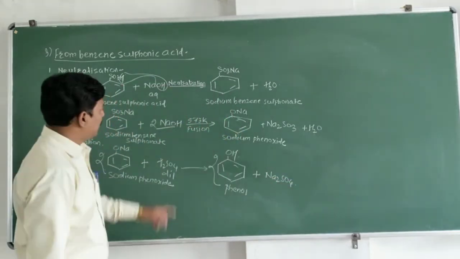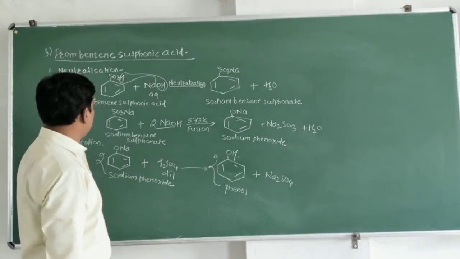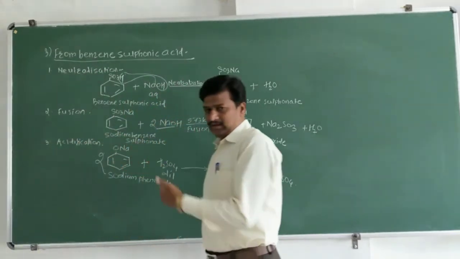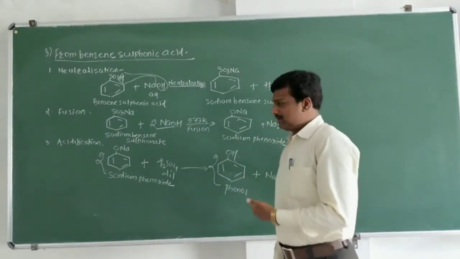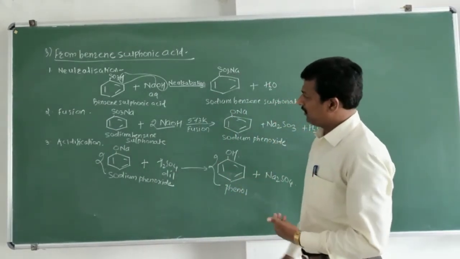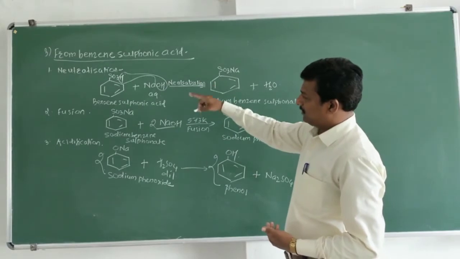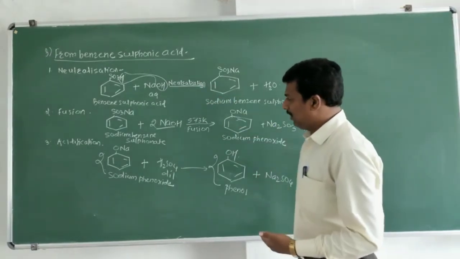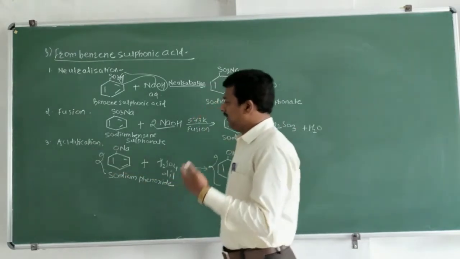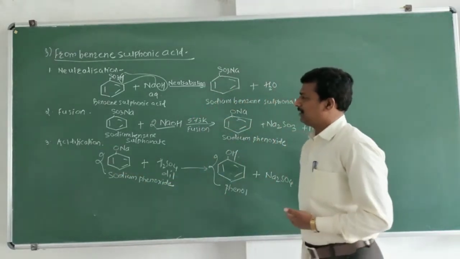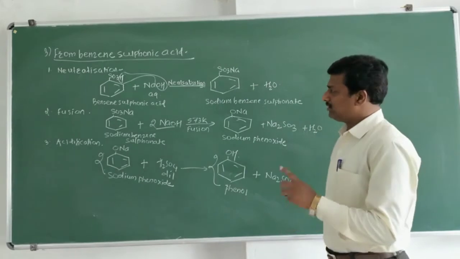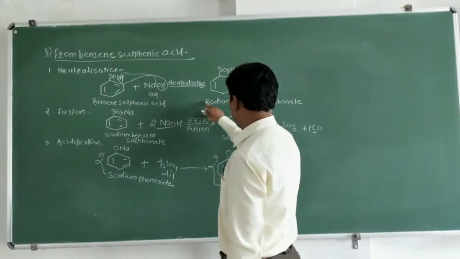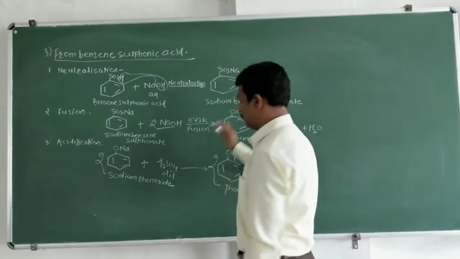So this is the preparation method of phenol from benzene sulfonic acid. Now I will explain this reaction in brief. In this reaction there are three steps: first is neutralization, second is fusion, and third is acidification. In the neutralization reaction, the benzene sulfonic acid gets neutralized by aqueous NaOH to form sodium benzene sulfonate.